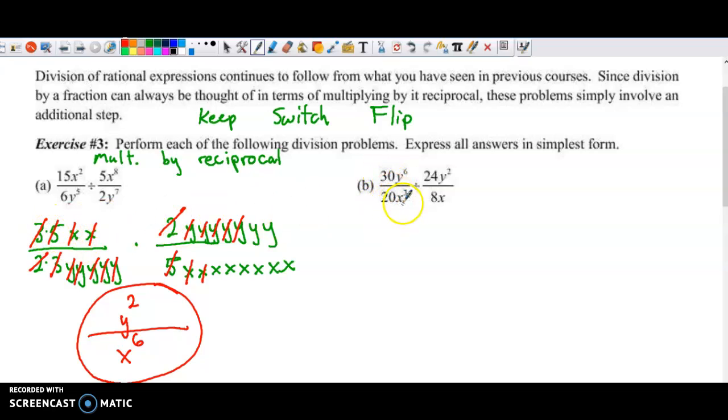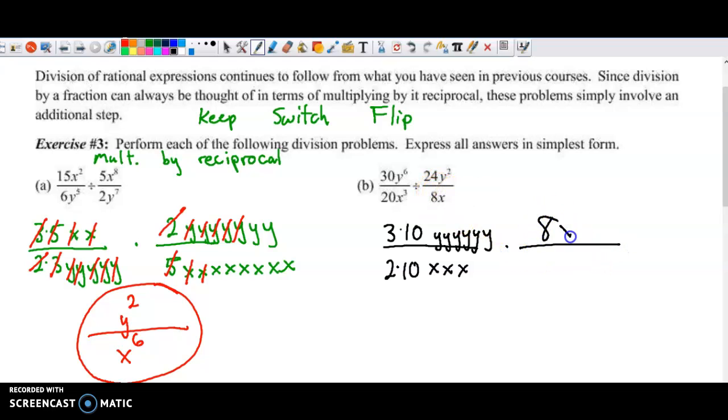For instance, 30 and 20, you might just look at that and say, well, 10 goes into both. 1, 2, 3, 4, 5, 6. 2 times 10 with 3 x's. But then remember, you have to change that multiplication. So you might not actually break down the 8, because you know that 24 is the same thing as 8 times 3 with 2 y's. But now you can simplify, just like what we talked about.